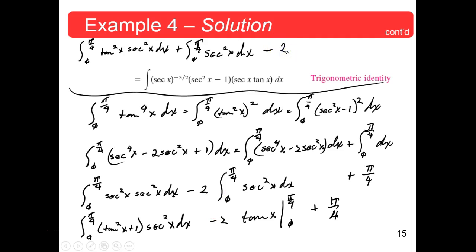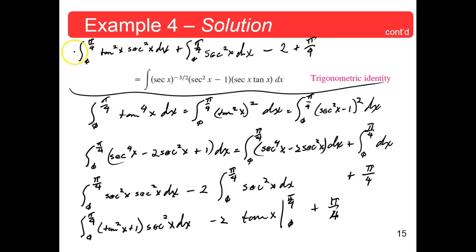What is tangent of pi fourths? 1. Okay, minus the tangent of 0. 0. So that's just going to be what? So it's a minus 2 plus pi fourths. Okay? Continue.